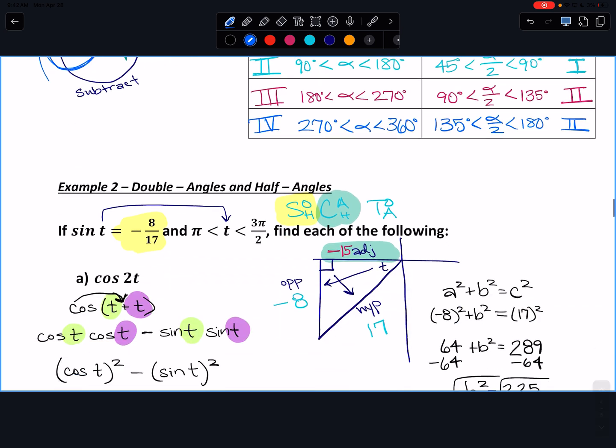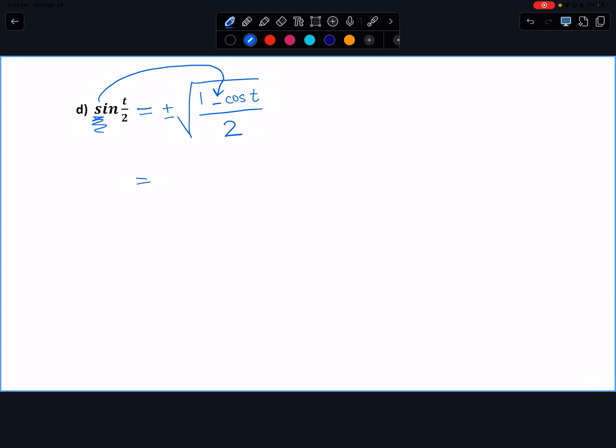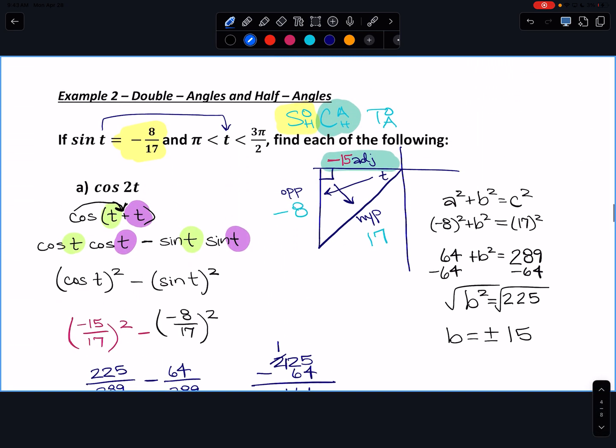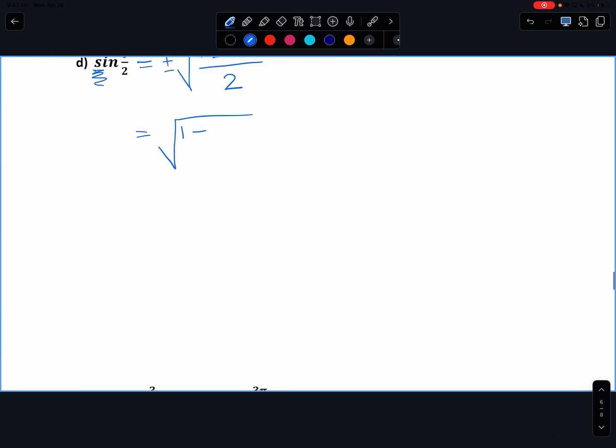So sine, we're finding the sine of the half angle. Which one's it going to be, positive or negative? If you're in the second quadrant. Positive. Good. So it's going to be 1 minus. And then what was the cosine of t? If I look at that triangle, what is the cosine? Adjacent over hypotenuse. What is adjacent divided by hypotenuse? Negative 15 divided by 17. So I'm going to write negative 15 divided by 17 and then all over 2.